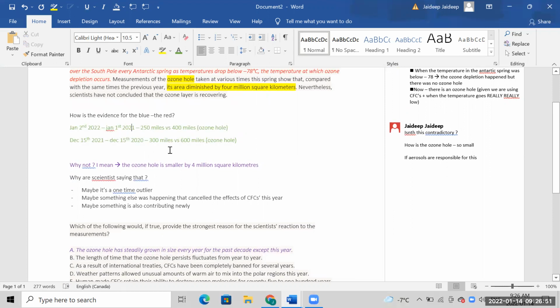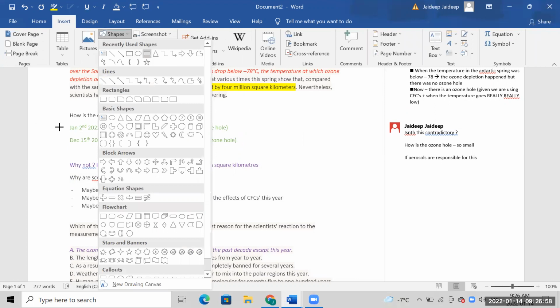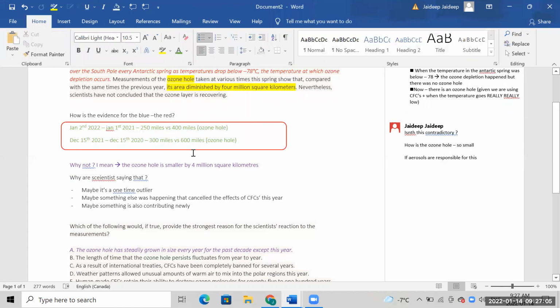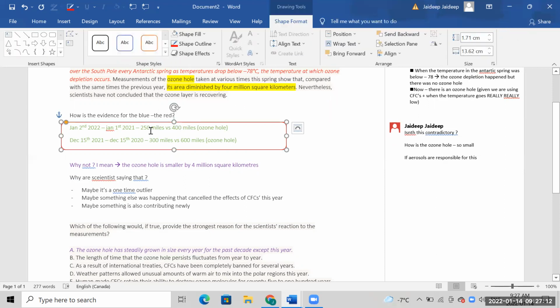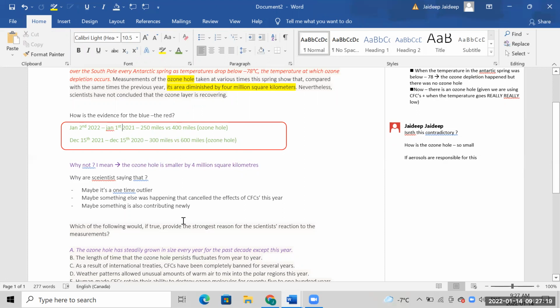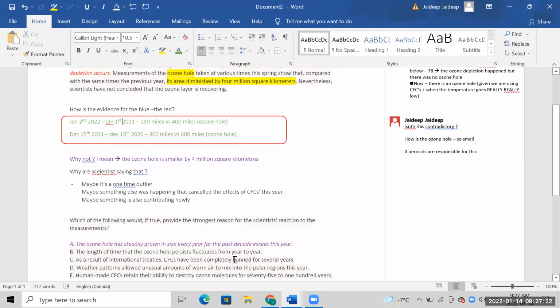why are scientists, when they compare this thing, this is what I'm looking for. Why are scientists not able to say that maybe the ozone layer is recovering if they keep seeing lower data points this year versus higher data points for the same time last year? The length of time, well, that's irrelevant. No, we're doing a comparison, yeah. Completely banned.